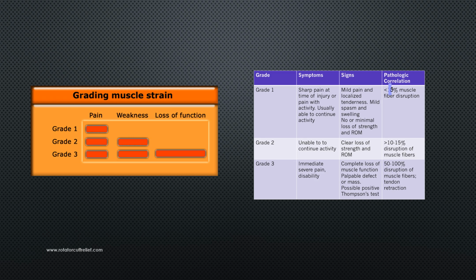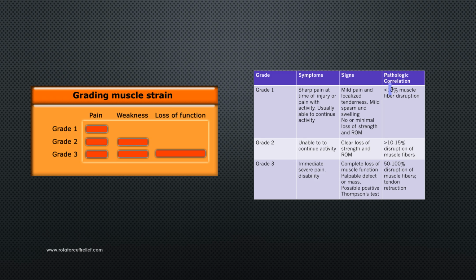If we move to grade 2, typically there are symptoms where it really hurts, and there are signs where there is a clear loss of strength and a loss of range of motion. You can't move the joint area to the degree that you did before, and when you do the imaging, you see actual disruption of muscle fibers, but to a smaller extent, 10 to 15%.